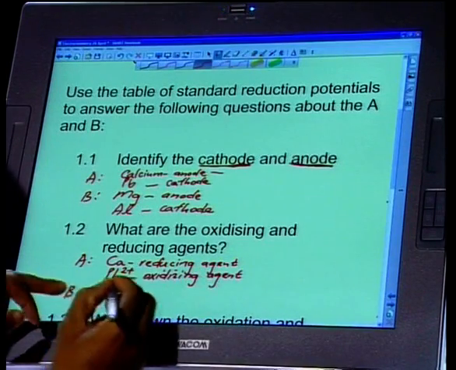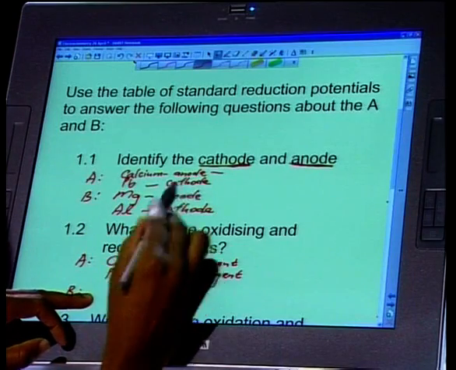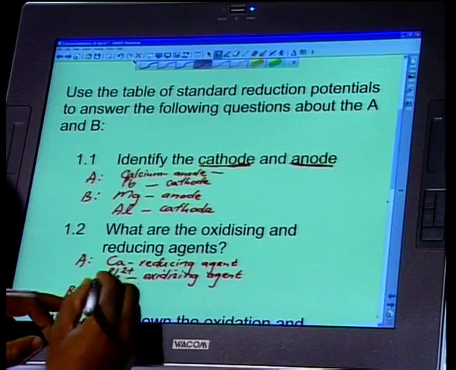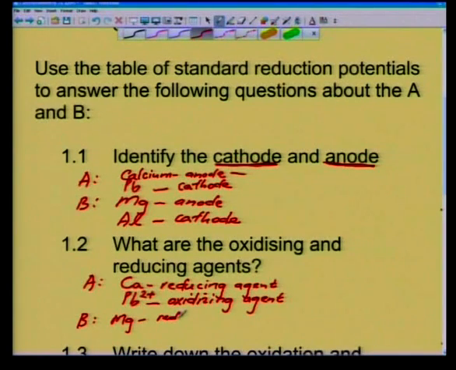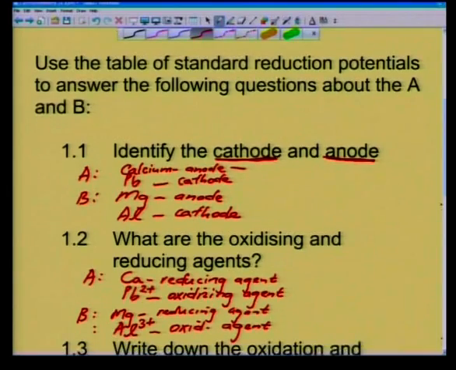For B, how is it going to be like? Magnesium is the anode giving away the electrons. So that will be the reducing agent. Mg, reducing agent. And then Al, remember, is it Al? No, it will be Al3+. Remember, it's going to be 3+ with the Al. Al3+ will be the oxidizing agent. Okay, oxidizing agent. So we've answered that question now.